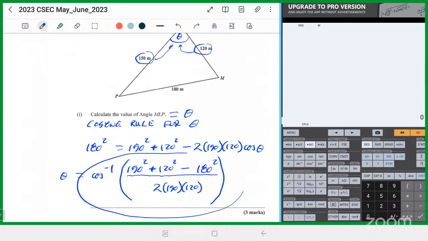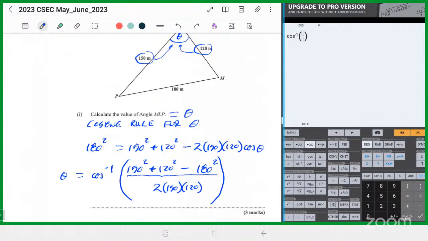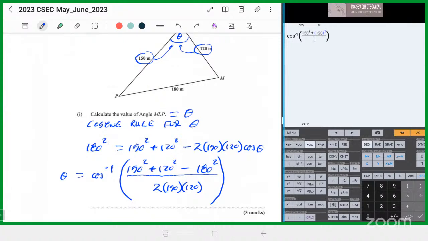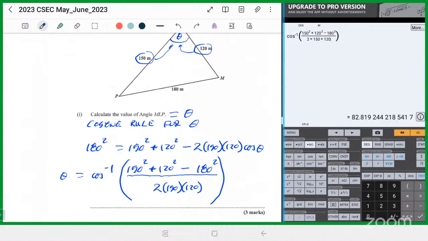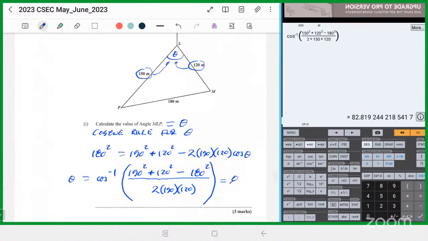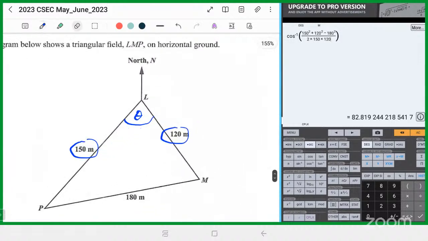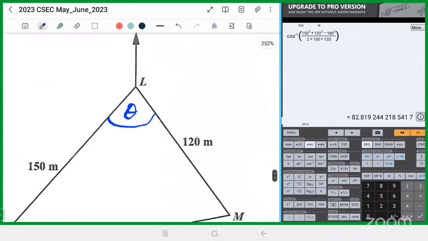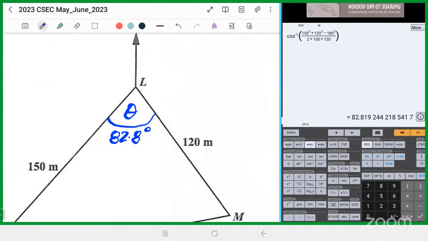All right, so I'm going to put everything right here in the calculator. I'm going to go cos to the minus 1. I'm going to put a fraction in there: 150 squared plus 120 squared minus 180 squared, and I'm dividing that by 2 times 150 times 120. I'm getting 82.8 degrees. This answer is 82.8 degrees. As always, if you find an angle, you put it on the diagram. So now we know that this angle inside here is actually 82.8 degrees. That angle right there.